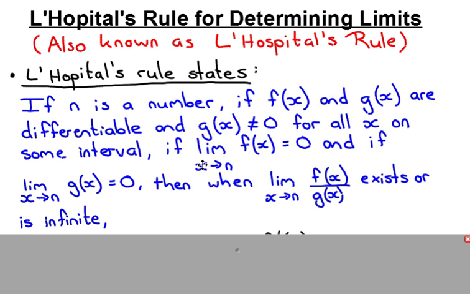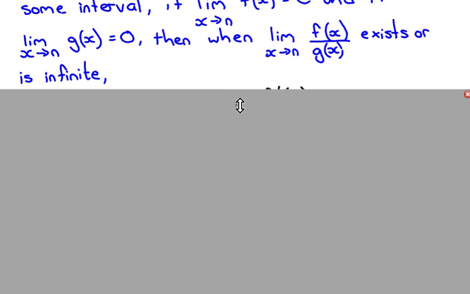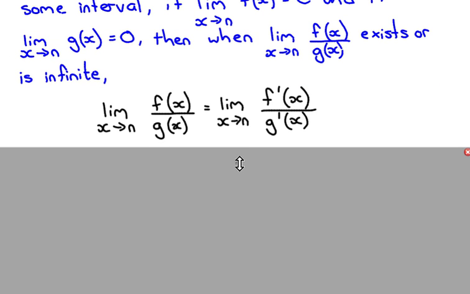Then, other preconditions. If the limit as x tends towards n of f of x is 0, and if the limit as x tends towards n of g of x is 0, then when we find the limit as x tends towards n of f of x over g of x, that limit exists or is infinite. So these are our preconditions. Now let's have a look what the theorem actually states. And this is the important part.